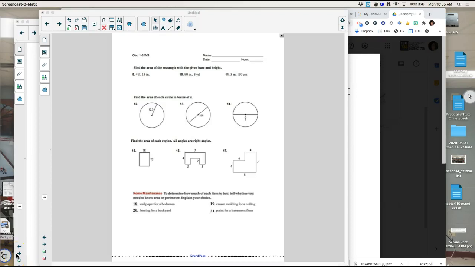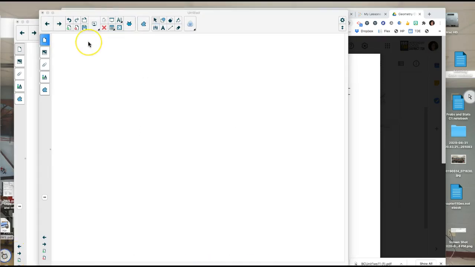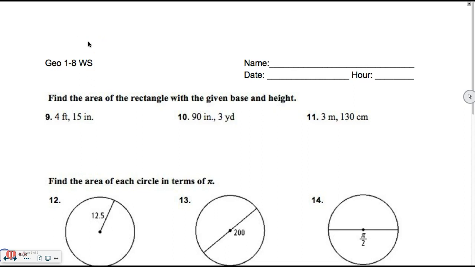This is a little help on worksheet 1-8 for geometry. And remember, while we do these, we also create our note card. So on your note card, you should write area of a rectangle is length times width, or base times height, whichever you prefer. All right, so area equals base times height.